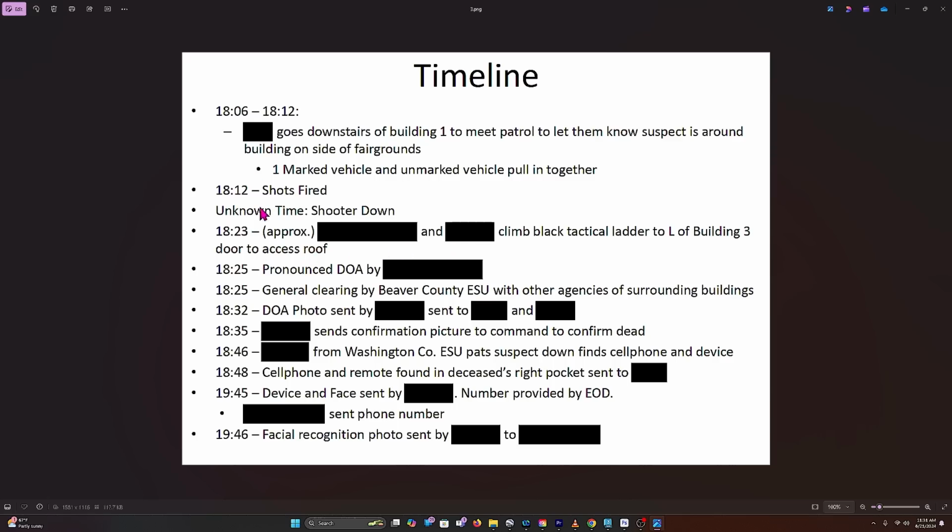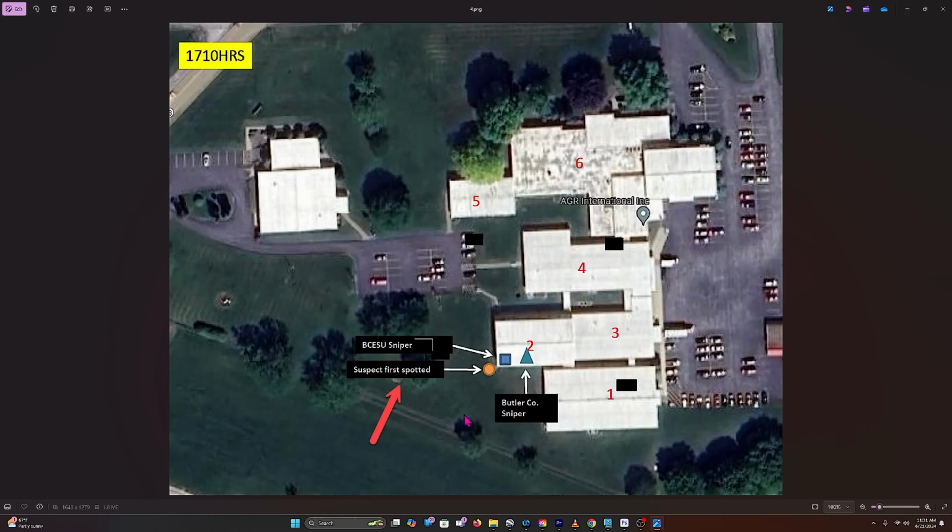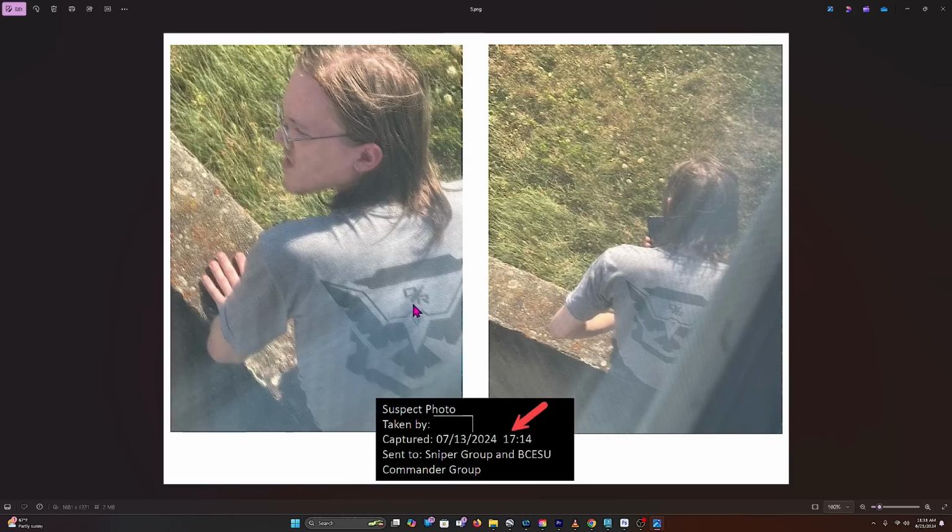But there were people up on the roof earlier than that. They were up there only at probably, I think it was 6:15, 6:16. And right here it says suspect first spotted right there. And that's that wall where those photographs were taken. And that's right here. And I think that was around 5:10, right?